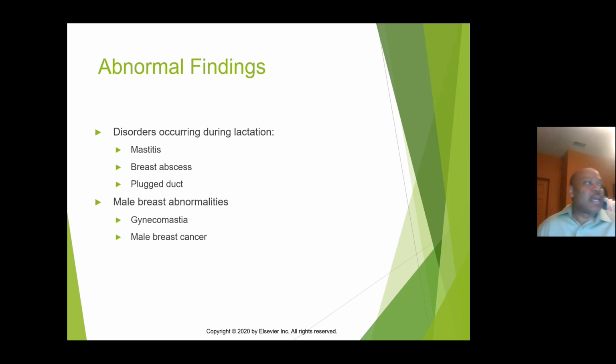Continuing with abnormal findings, disorders occurring during lactation. While a woman is breastfeeding, she can develop mastitis, a breast abscess, and also a plugged duct. This is also found on page 401. As far as the male breast abnormalities, gynecomastia, I mentioned, has a lot to do with the hormones during puberty, and also male breast cancer, which I said is about 1%. But still significant, not something to ignore.